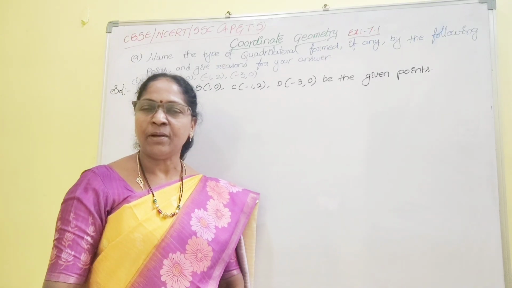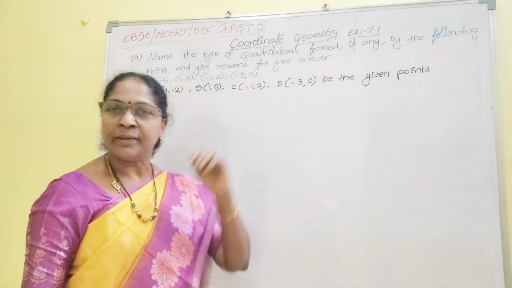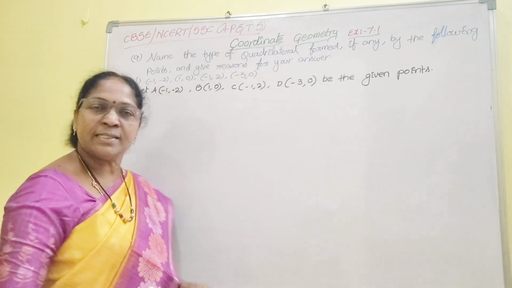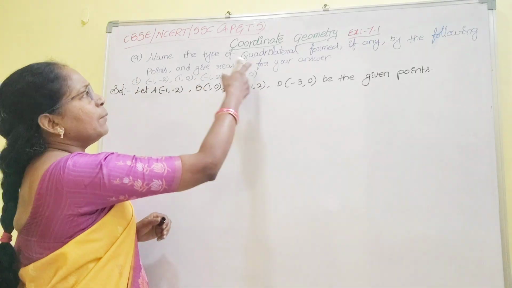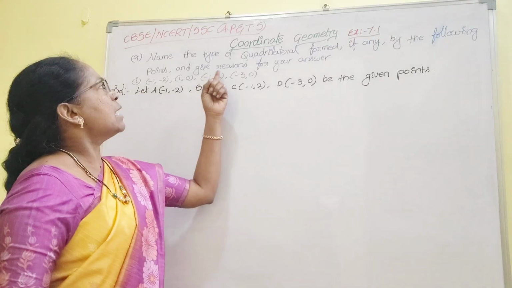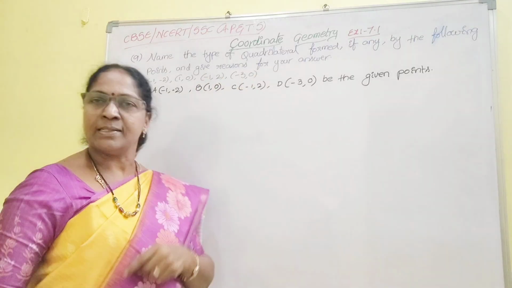Today in this video, I am going to explain coordinate geometry, Exercise 1 problems. This first one is the ninth one. Name the type of quadrilateral formed, if any, by the following points and give reasons for your answer.